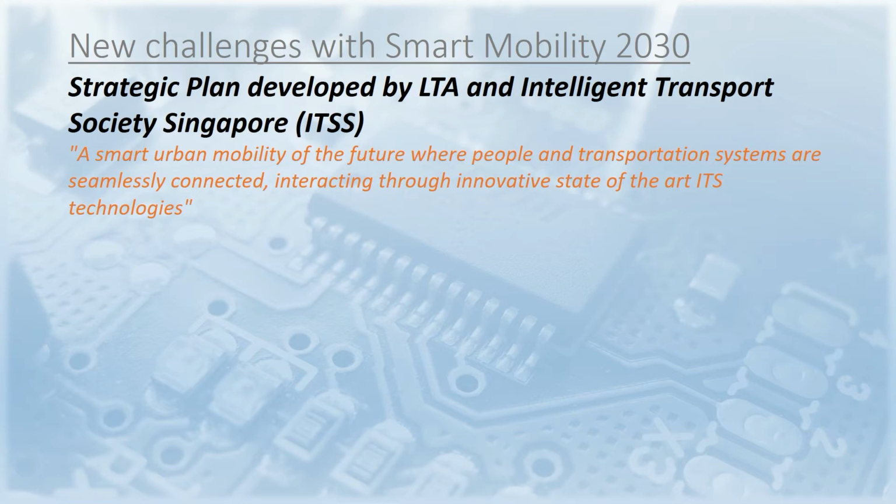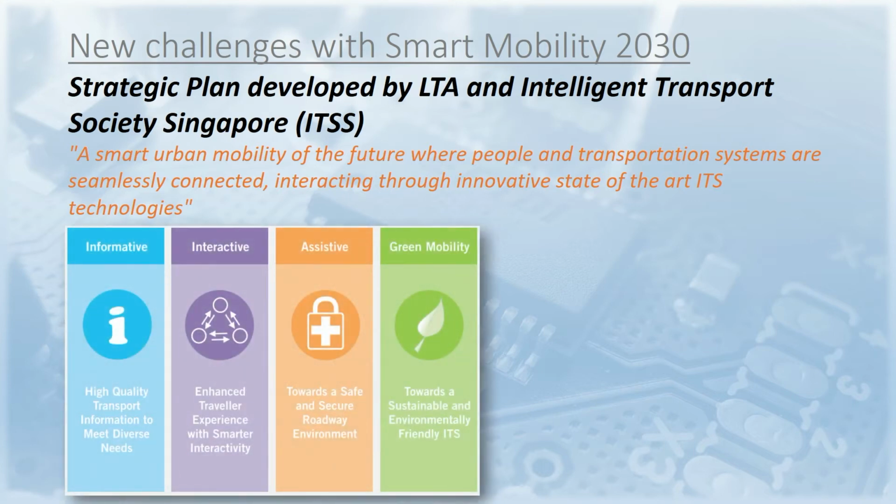Many of those challenges are reflected in Smart Mobility 2030. This is a strategic plan developed by the Land Transport Authority of Singapore, LTA for short, together with the Intelligent Transport Society Singapore, or ITSS. The strategic plan is working towards a smart urban mobility of the future where people and transportation systems are seamlessly connected, interacting through innovative state-of-the-art ITS technologies. Again, ITS standing for Intelligent Transportation Systems.